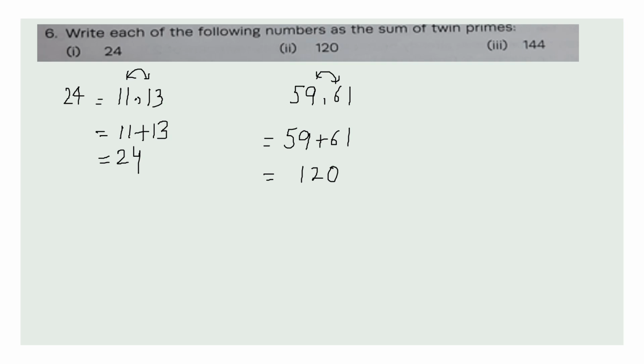In case of 144, it's quite easy. You have to add a greater number compared to 120. So what if I take 71 and the other one, which is the twin with 71, that is 73. 73 minus 71 is 2, right? The difference is 2. And when I add them together, I get 144. So this is how I will solve this question.